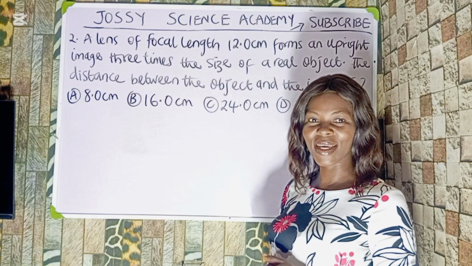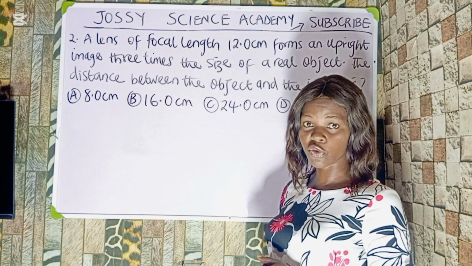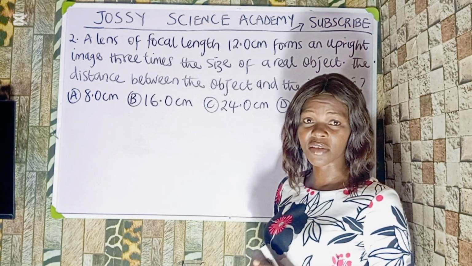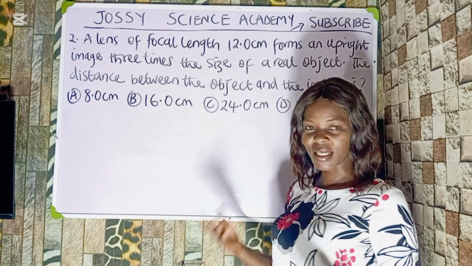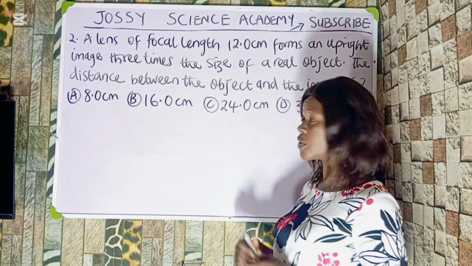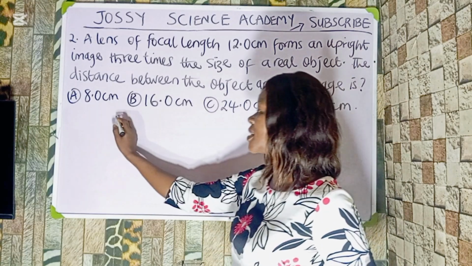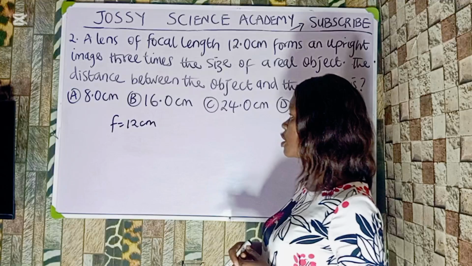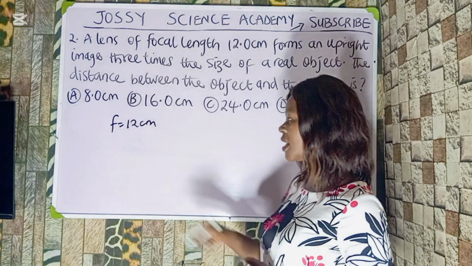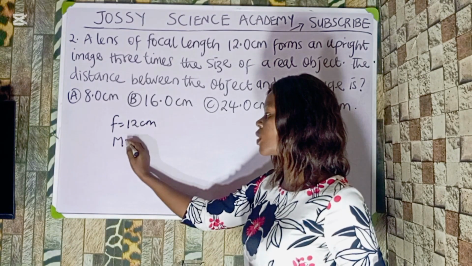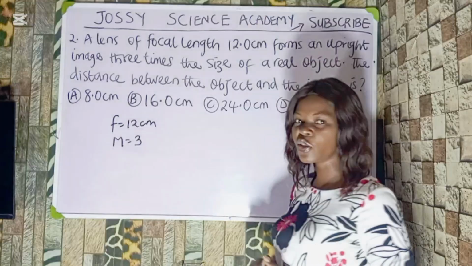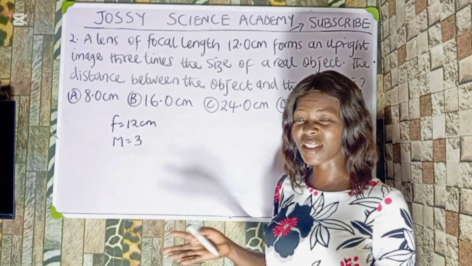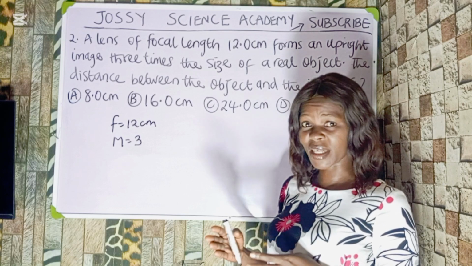This question says a lens with a focal length of 12 centimeters forms an image 3 times the size of an object, okay? So let's just analyze it and be able to calculate what you're asked to. So listen up. You say a lens has a focal length of 12 centimeters and forms an image 3 times the size of an object. That means magnification is equal to 3. Now mind you, anytime you hear this kind of statement, forms an image 3 times the size of an object, it simply means that that is your magnification.